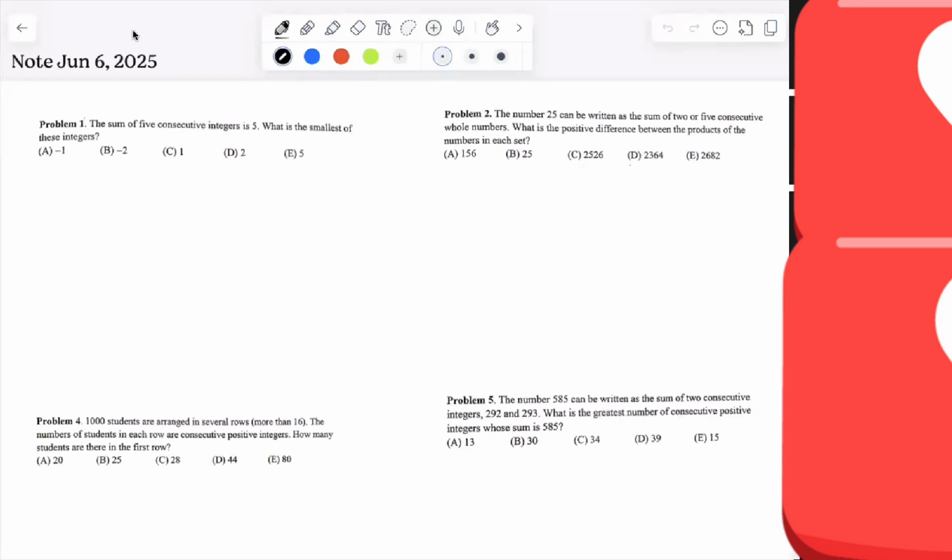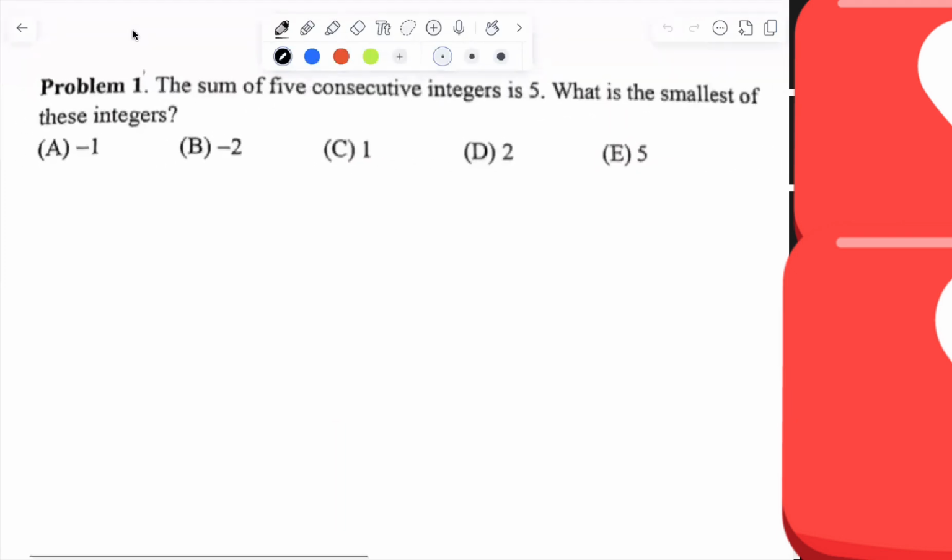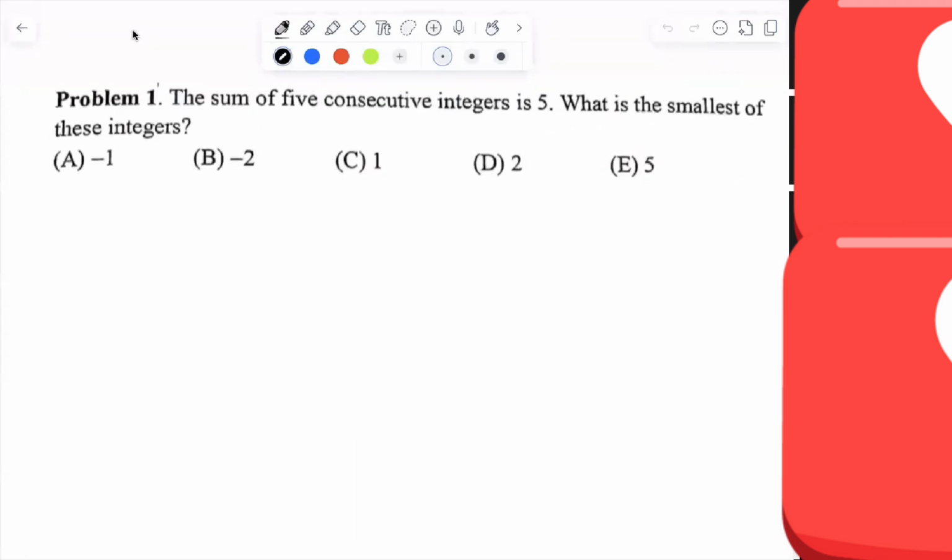Anyway, let's get started. So basically, let's start with problem one. The sum of five consecutive integers is 5. What is the smallest of these integers? Alright, so how are we supposed to approach this question?